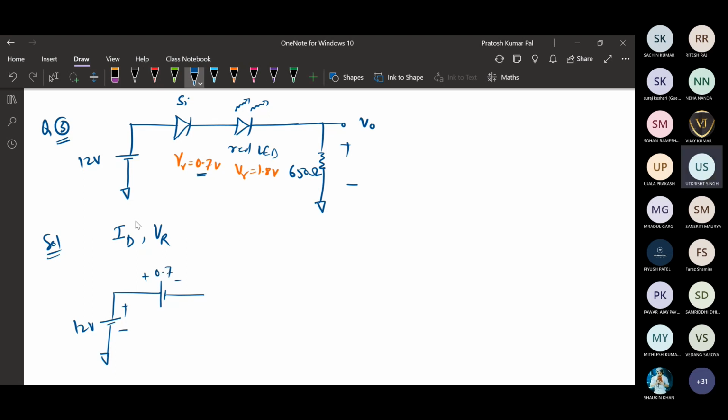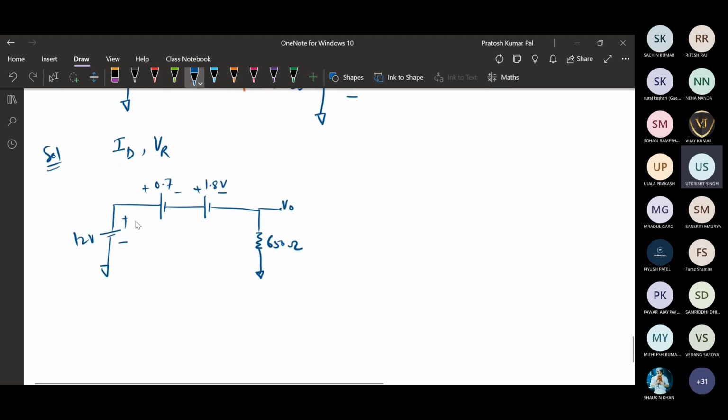Similarly, this is another diode. Its knee voltage is 1.8 volt, and in this case also the applied voltage is 12 volt, which is much greater than 1.8 volt. So this will also be in on mode. Its equivalent circuit will be plus minus 1.8 volt, and a resistance. This is the output voltage, and this is 650 ohm. So this will be the equivalent circuit.